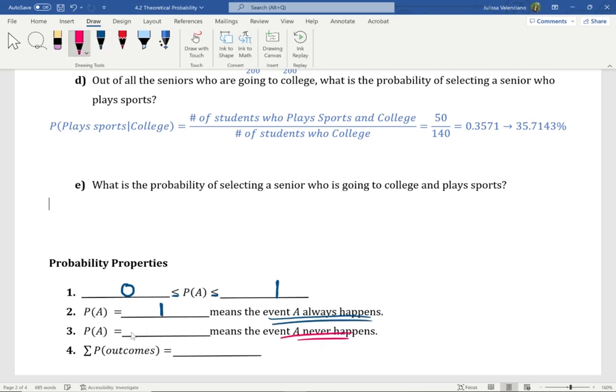If the probability of A is equal to 1, that means that the probability of event happening is 100%. That means that it always happens. If P of A is equal to 0, that means that event A never happens. The probability of event happening is 0. Now, what would happen if I take the probability of each outcome and I add those probabilities? Okay? In other words, what happens if I sum the probability of each of the outcomes? We're going to get 1.